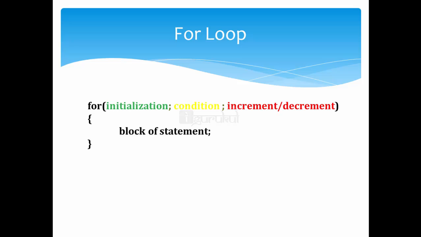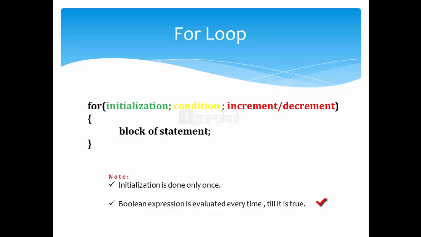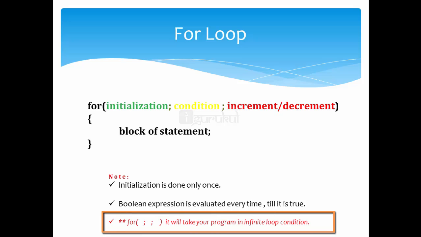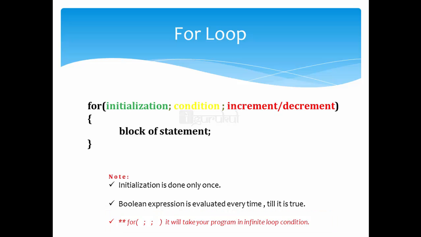So now let's have a look at the key points of the for loop. The first one is initialization is done only once. That means whatever variable you have initialized over here, it will be executed only once. And afterwards, only the condition will be checked according to increment or decrement. Till the condition is true, it will enter the block of code, and when the condition becomes false, it will exit the block of code. That means it will exit the for loop. Third important point is, if you write for loop like this, that means you have not entered any condition or increment or decrement operator or initialization. You just have differentiated it with the semicolon. Then the program will enter the infinite loop.